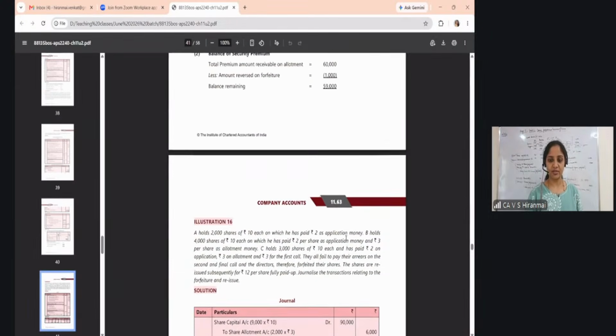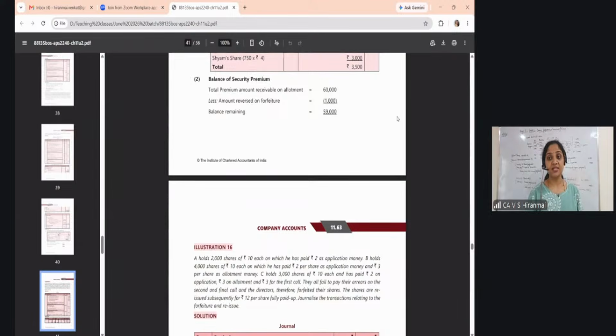Now please see illustration number 16. Very, very important. I'm not going to show the answer. Illustration 16. Fatafat. Please see. A holds 2000 shares of 10 rupees on which he has paid application money only. B holds 4000 shares on which he has paid 2 rupees application and 3 rupees allotment. C holds 3000 shares and he has paid application, allotment, first call. They all fail to pay their arrears on the second and final call and the directors forfeited their shares.